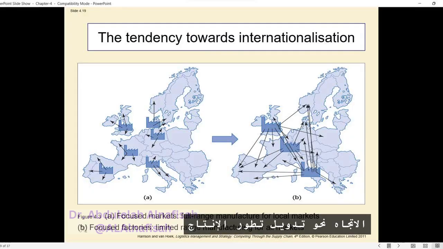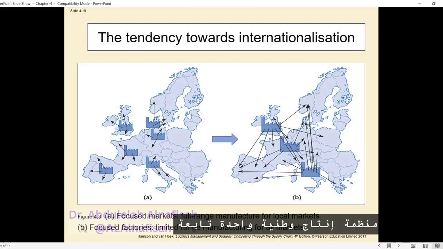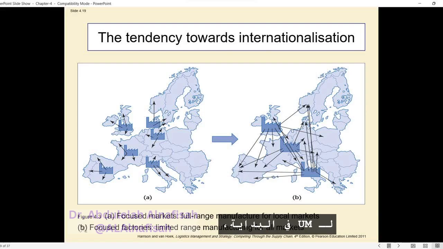The tendency towards internationalization. The evolution of production organization in international companies, particularly in Europe, and introduces the concept of the focused factory strategy. 1. National production organization. Initially, international companies would have organized their production nationally. This means that factories in each country would have manufactured the full range of products to supply the respective country's market. This setup allowed for localized production and distribution.